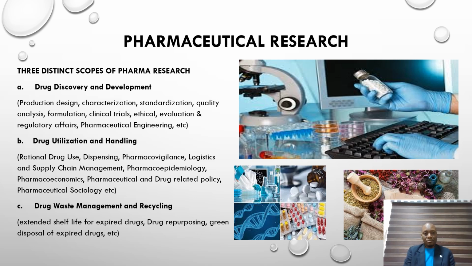Pharmaceutical research. This slide focuses on introducing the three distinct scopes of pharma research. It is important to highlight these three areas because traditionally researchers and also enthusiasts in research are limited to understanding pharma research on only those traditional areas of pharmacy in terms of faculties in the universities. That is, pharmaceutical medicinal chemistry, pharmacognosy, pharmaceutics, as well as pharmacology.